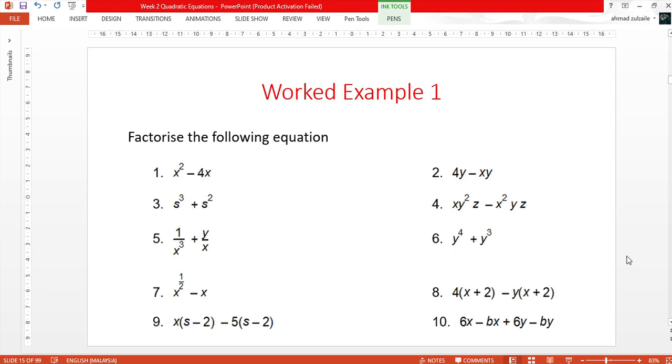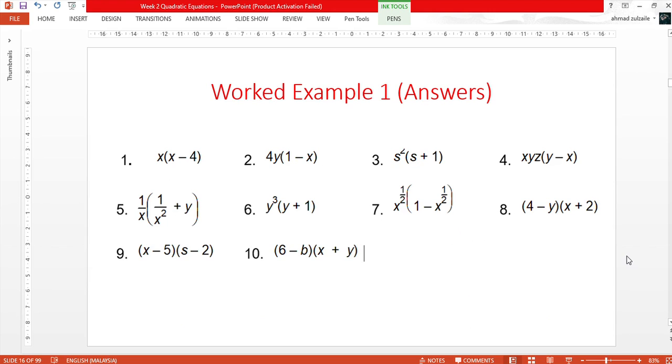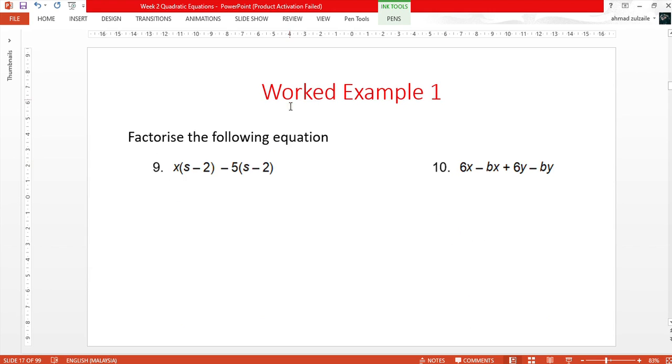Okay, so let's try a few examples from this worked example number 1, and I also provide the answer over here. So let's try question number 9 and question number 10. For question number 9, x multiplied by s minus 2 minus 5 times s minus 2. The common factor over here will be s minus 2, since both terms consist of s minus 2. So s minus 2 will be the common factor, and the remaining value, which is x minus 5, in another group. So by using only a single step, you can identify the answer.